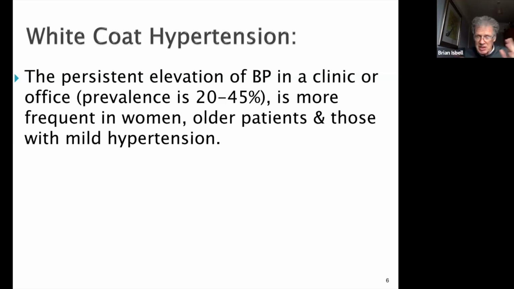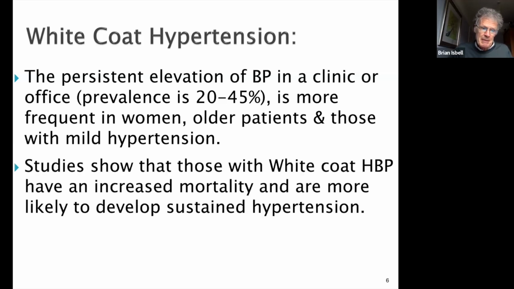And the prevalence has been widely studied, and it ranges quite widely. Between 20 and 45% of patients suffer some level of white coat hypertension. It's more frequent in women and older patients and those with mild hypertension. So, very important groups there where the value may not be as valid as it should be in terms of what is the normal blood pressure of the individual.